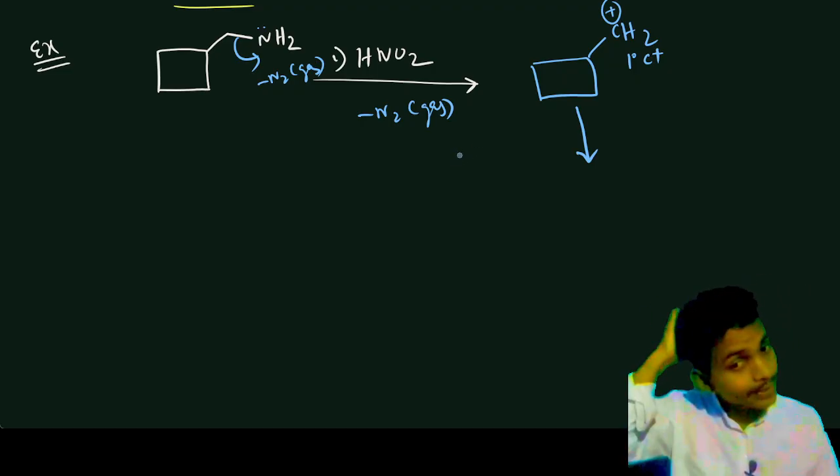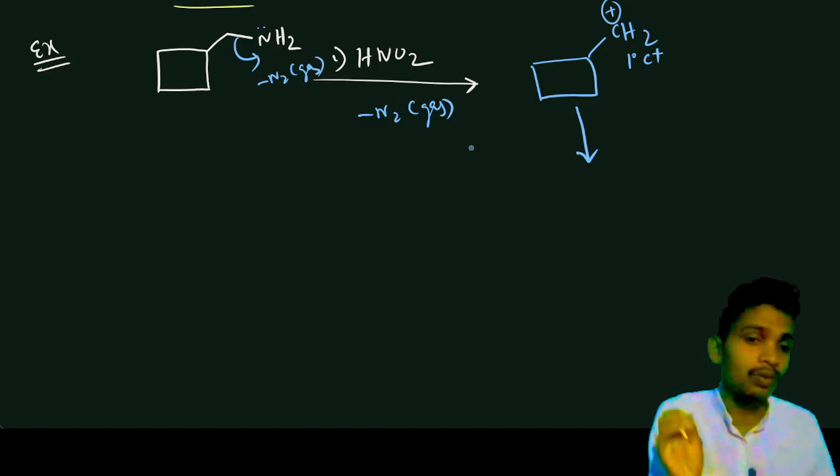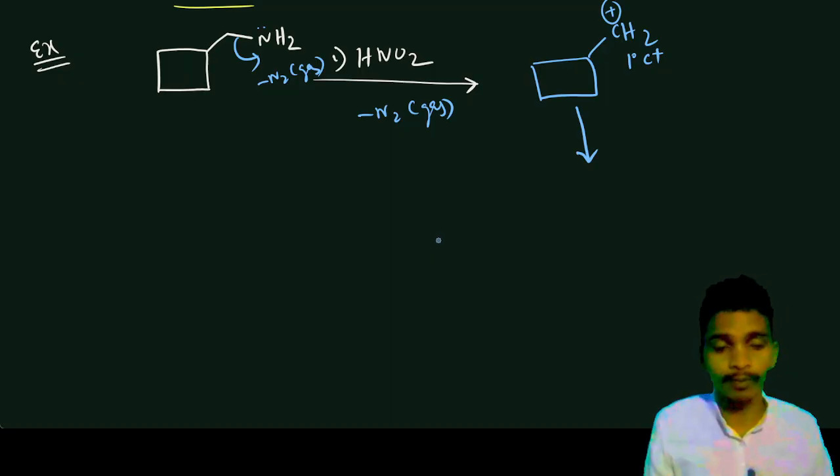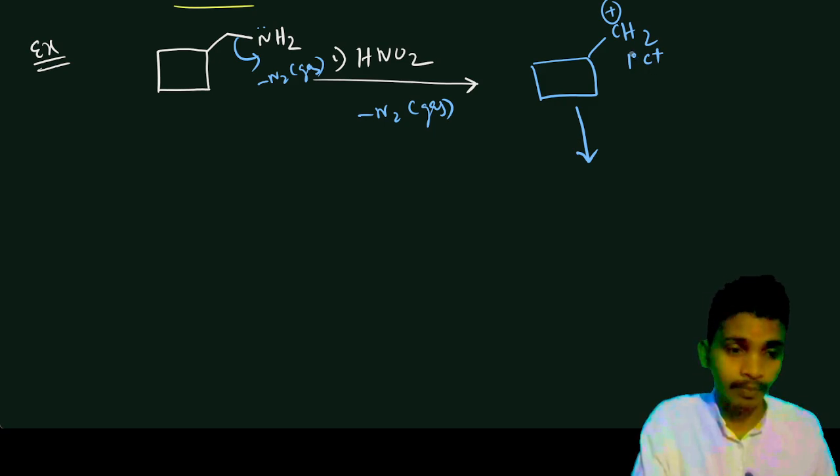So in ring cases, what I've said is that we always do the ring expansion. The reason is that angle strain is there, which I explained in the previous classes about rings. If cyclic, then what type of molecular rearrangement will happen, and if non-cyclic, then what type will happen, I have explained in the previous classes. So here we will do the ring expansion, because this is the 1 degree carbocation. Here also the chance is there, since hydrogen is there, we can shift the hydrogen, which is also possible.